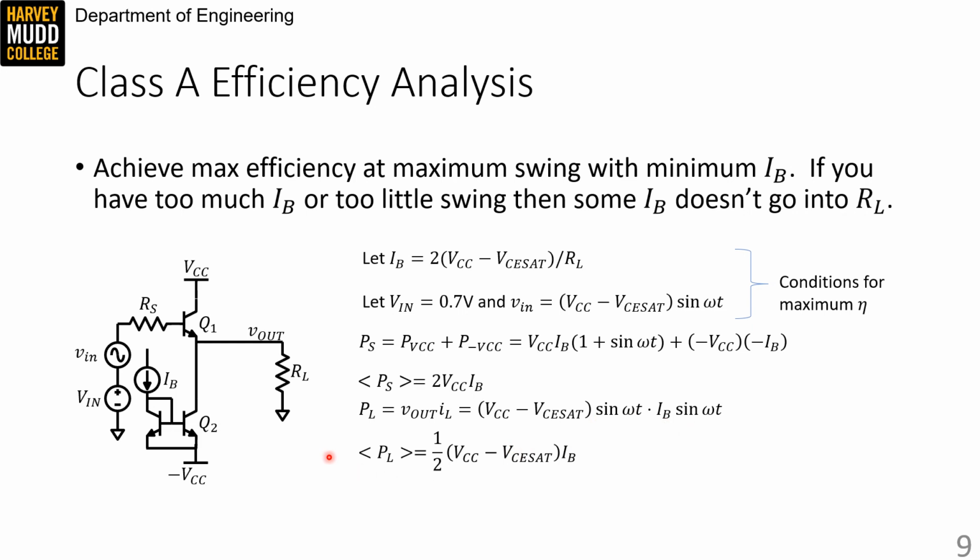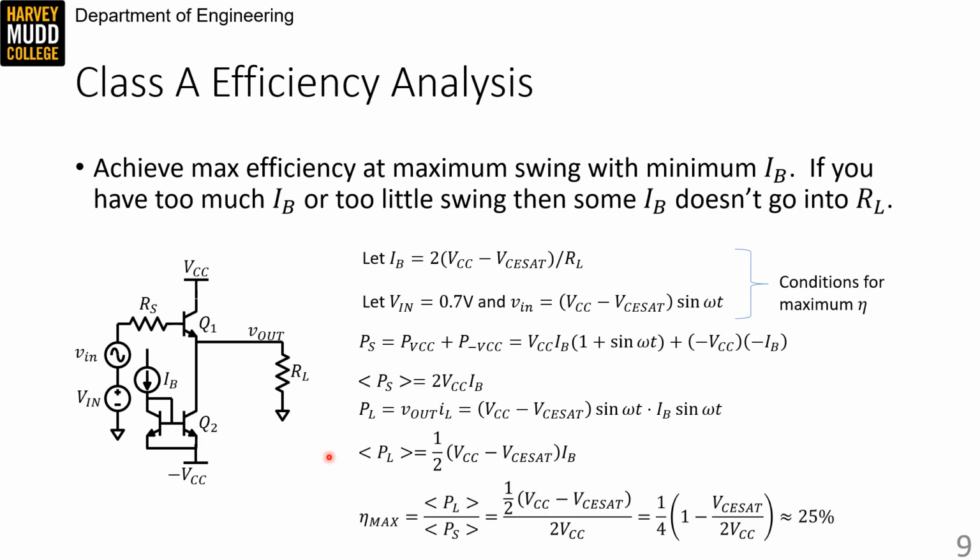Finally, we calculate the efficiency by dividing the power in the load by the power in the source. The factors of IB cancel out, which is why we kept writing them earlier. And we then simplify our resulting expression to find 1/4 times 1 minus VCE sat over 2 VCC. And this is usually a pretty small number. So our efficiency is about 25% overall. That's quite bad. And this is also our maximum efficiency. This gets worse as we back off from our maximum swing.